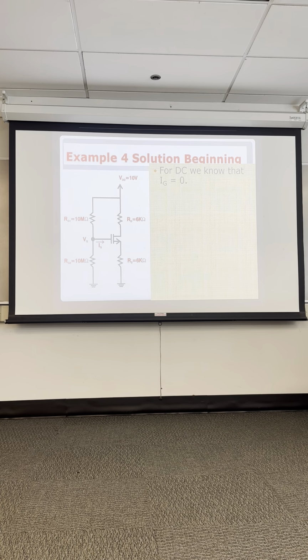From DC analysis, the gate voltage is... The two resistors, RG1 and RG2, form a voltage divider. So the gate voltage, from the divider at the base, is 10 volts times the ratio of those two resistors, which will equal 5 volts.